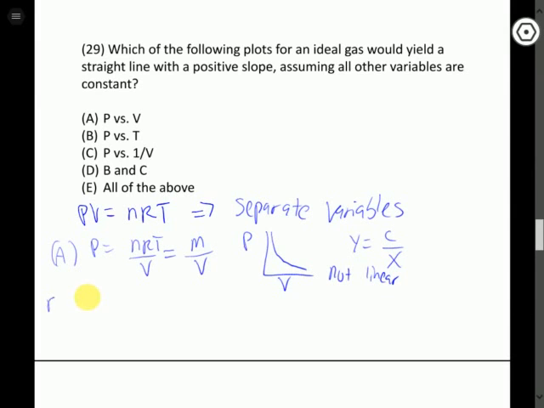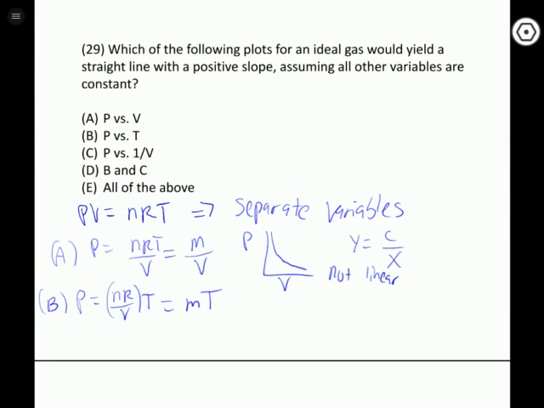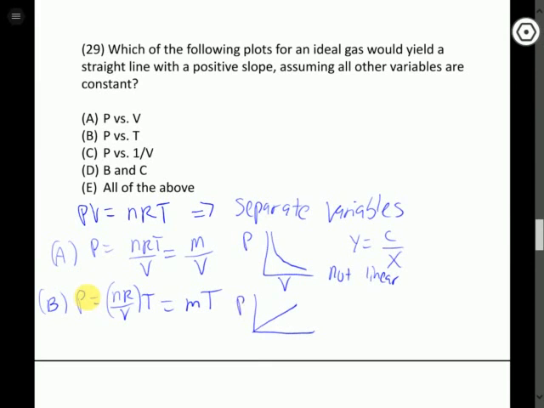If we look at choice B, pressure versus temperature, we move everything over, so we have pressure on the y-axis. All of these have pressure on the y-axis. It's going to be nR over V times the temperature, which is equal to some constant times the temperature. In this one we have y equals m times x, so that's a pretty simple straight line. We have pressure and temperature, so this one will be linear.